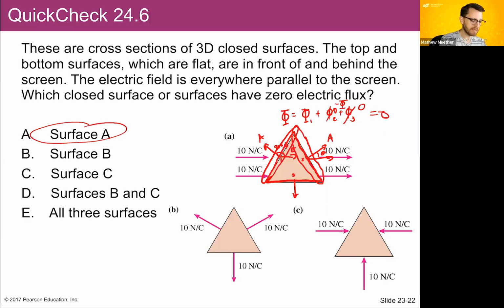What about B and C? Well, this guy, the A vectors point radially outwards, so all three of these electric fields would give me positive flux, so I would have a total positive flux in this case. And for this guy, I can see that the electric field is entering in all three surfaces, so I get a negative flux contribution from each of the surfaces, and I'll have a total negative flux.